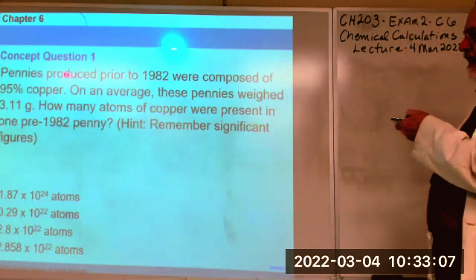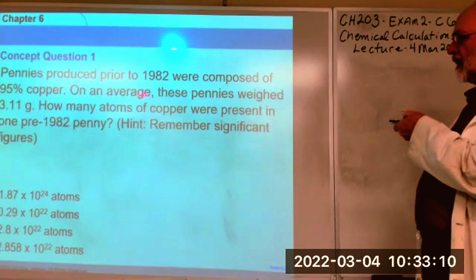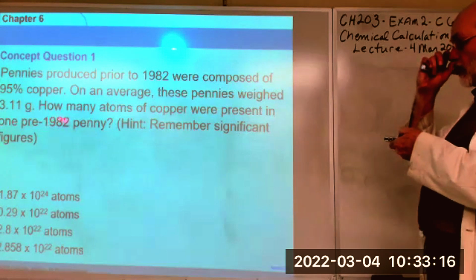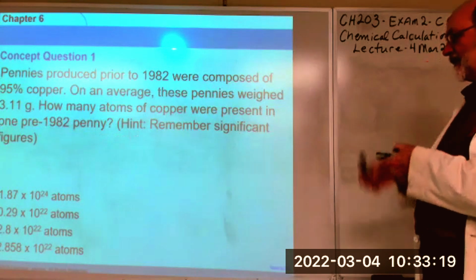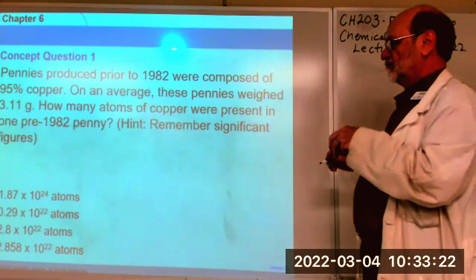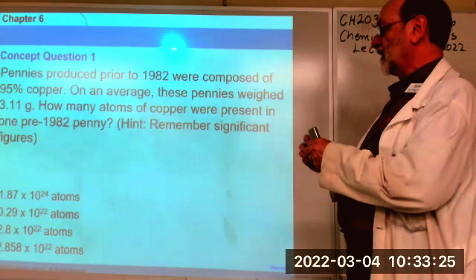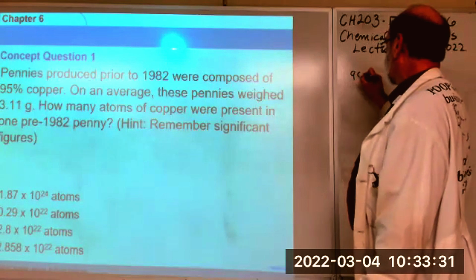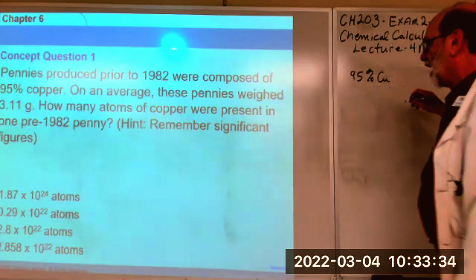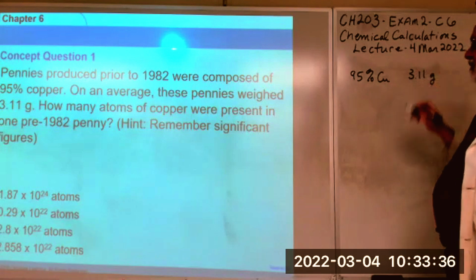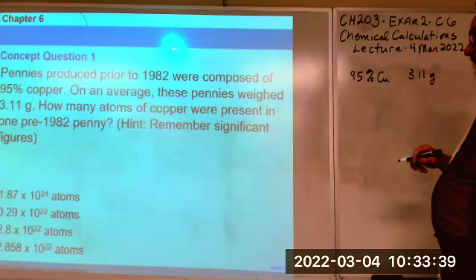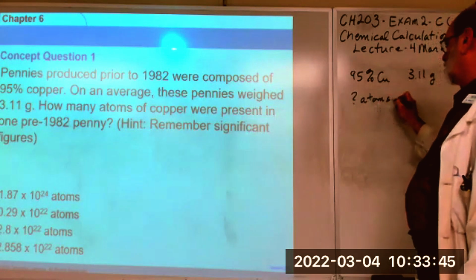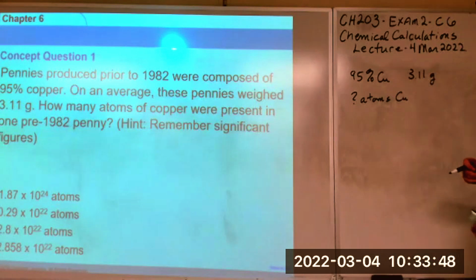They turn your currency into worth less than it really is, based upon the value of the metal. But prior to this point, we had 95% copper in those pennies. On average, the pennies weighed 3.11 grams. How many atoms of copper were present in one penny pre-1982? Okay, this is a dimensional analysis problem. So what are we given? We're given 95% copper and mass of 3.11 grams. Okay, and the question is, how many atoms? Okay, so how do you get there?